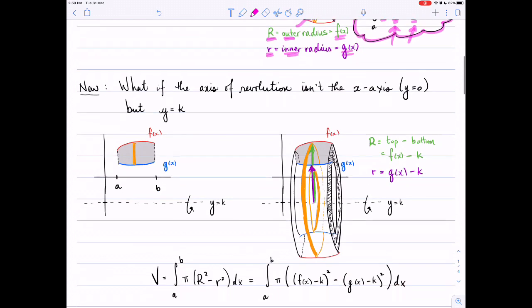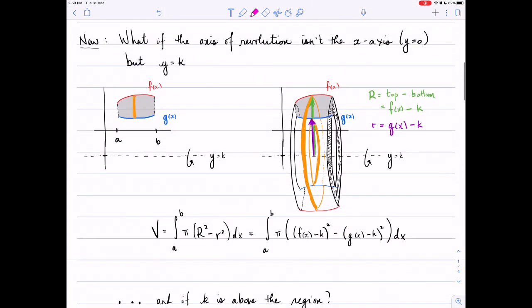So the first new case that we're going to look at is, what if the axis of revolution, the line that we're spinning our region about, isn't the x-axis? The x-axis is y equals 0. What if we take y equals some general k value? So we take a look at this picture here. Here's our same kind of region, with an upper bound and a lower bound given by functions f of x and g of x respectively.